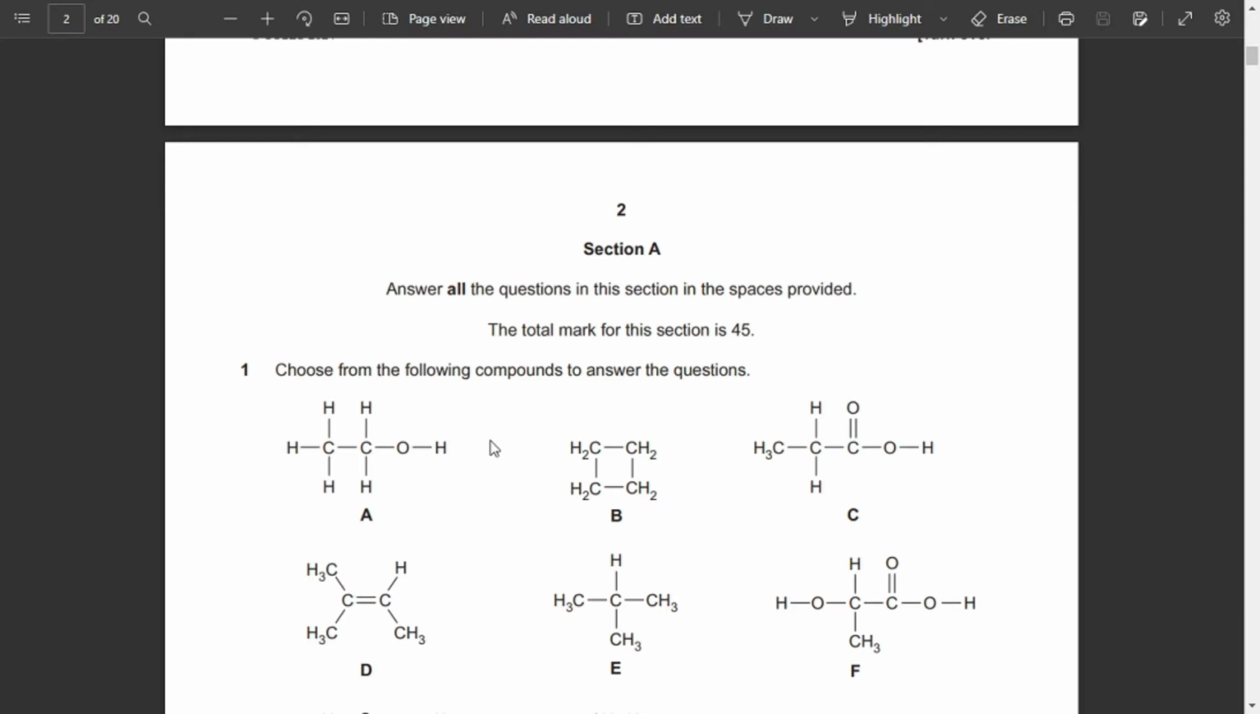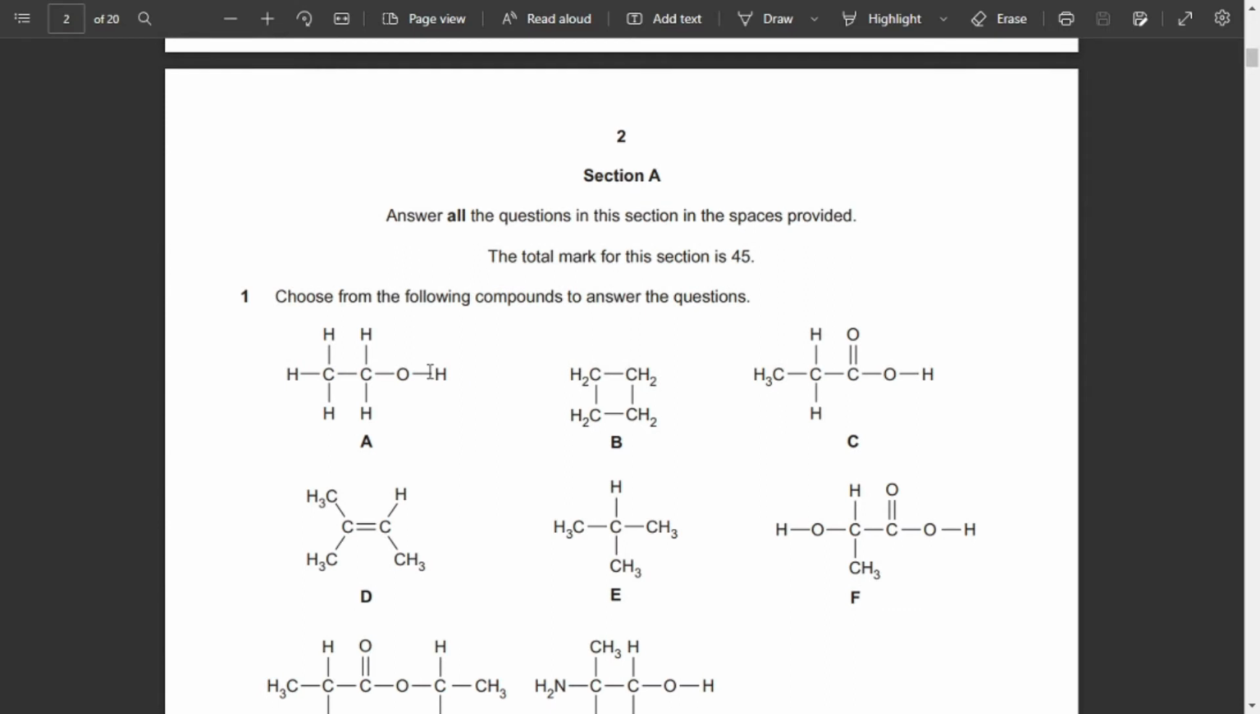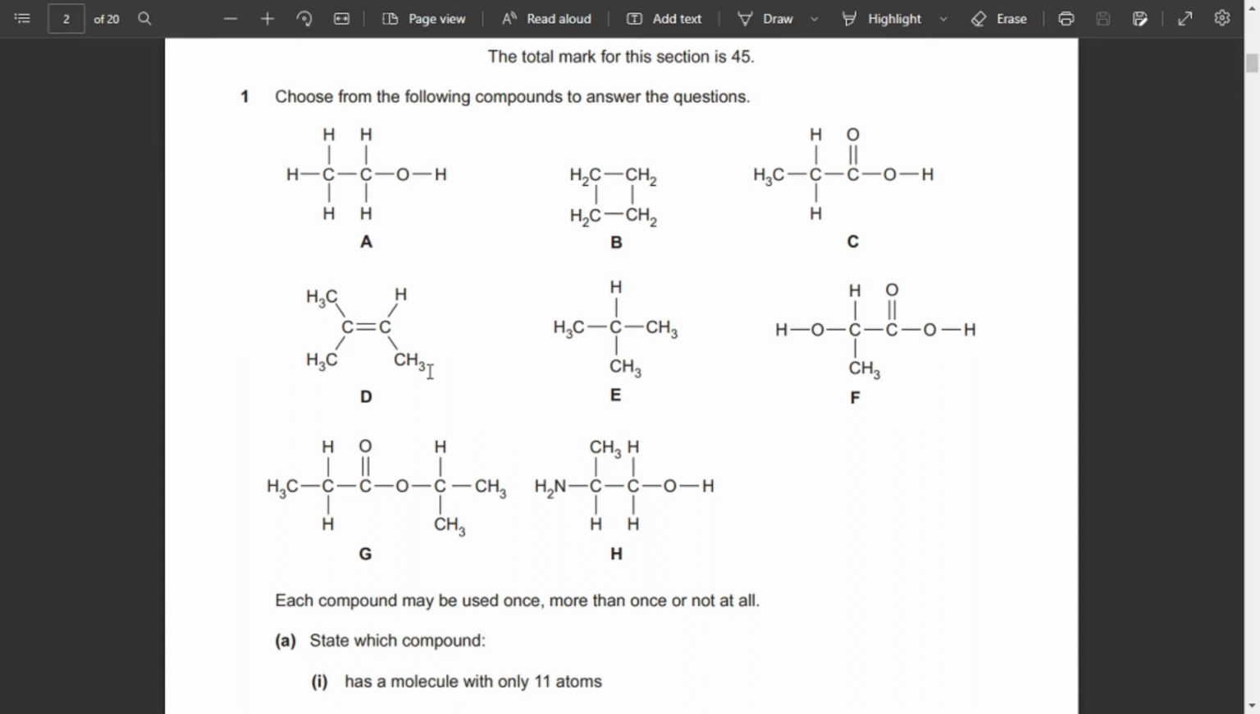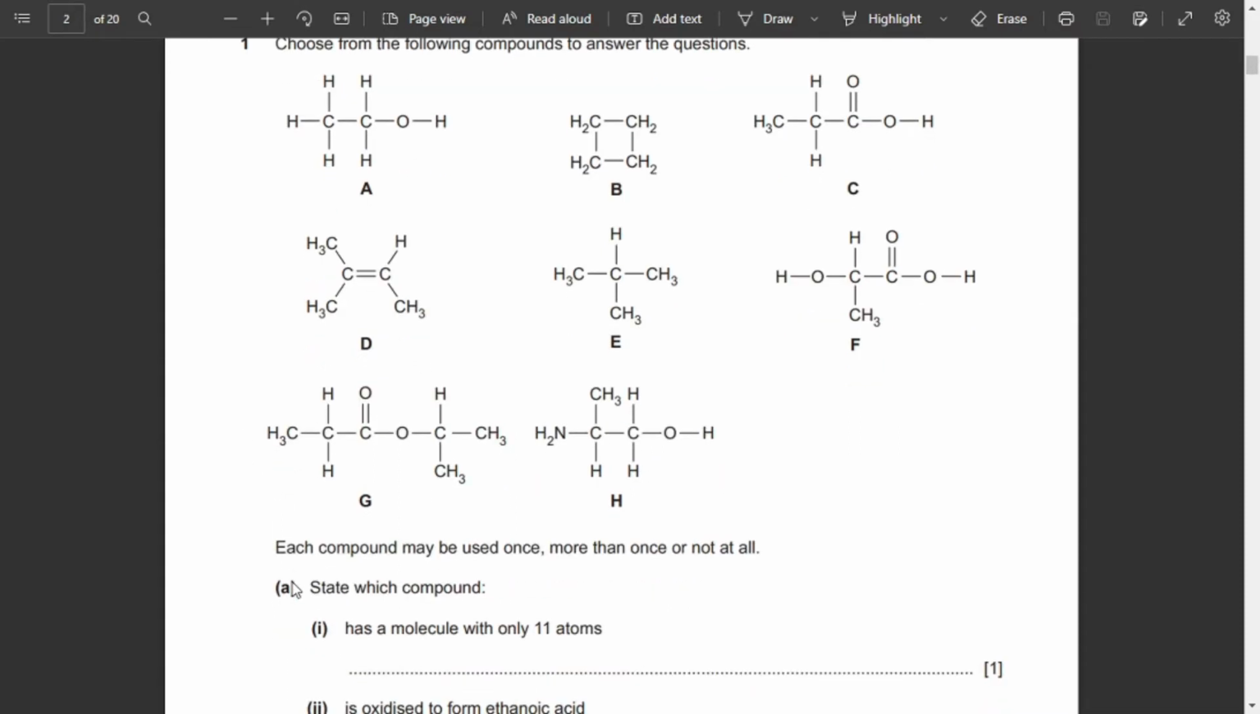So let's start with section A. Section A says answer all the questions in this section in the spaces provided. The total mark for this section is 45. Question number 1 says each compound may be used once, more than once, or not at all. Part A says state which compound has a molecule with only 11 atoms.